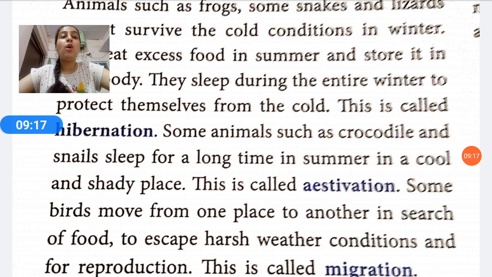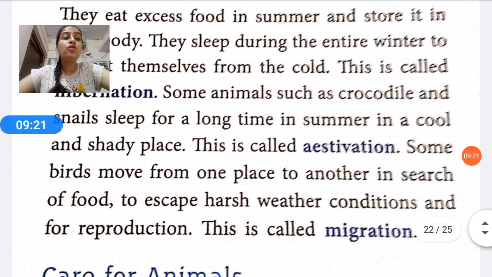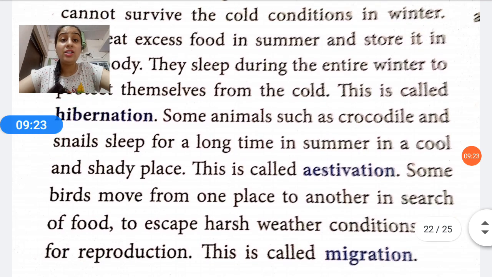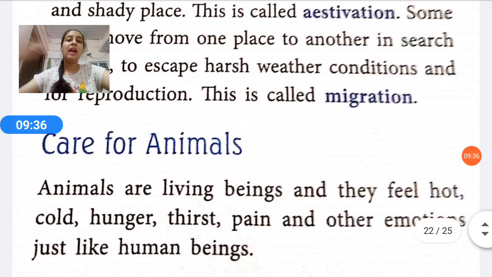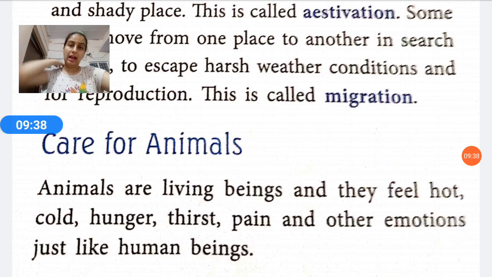Some birds move from one place to another in search of food, to escape harsh weather conditions, and for reproduction. Birds also cannot survive in every condition. They have to move from one place to another. So this process is known as migration. What is this process termed as? Migration. I hope it is clear. So hibernation, estivation, migration is clear. Now we move to the care for the animals.